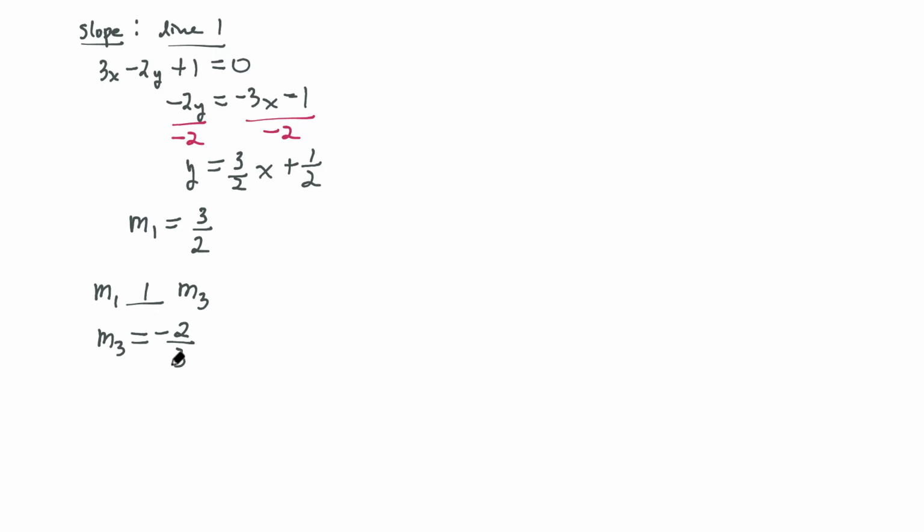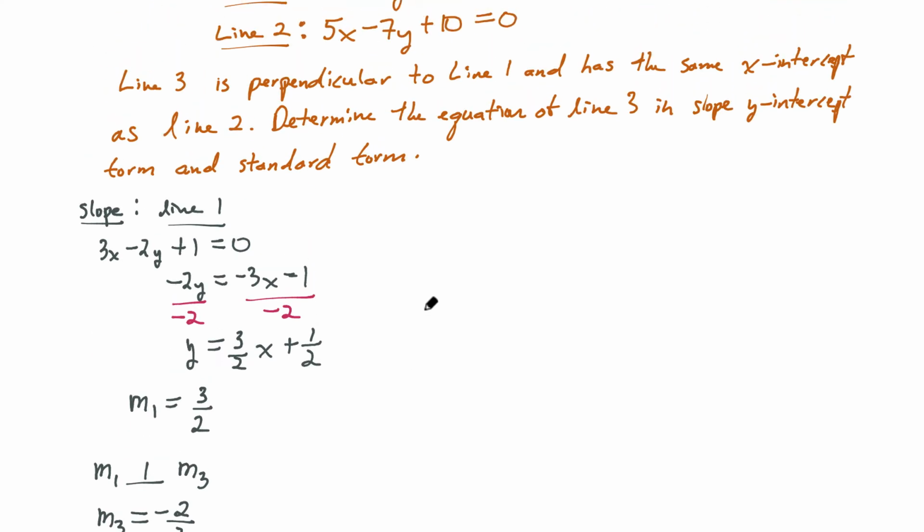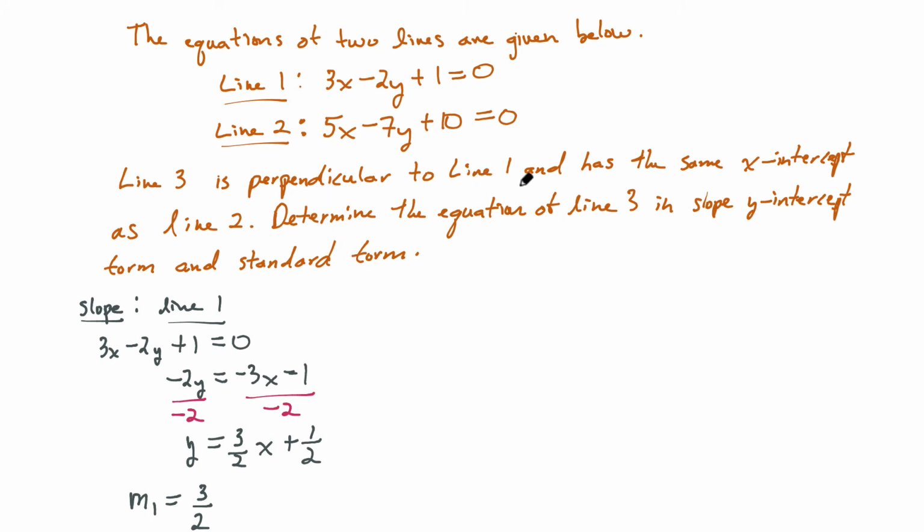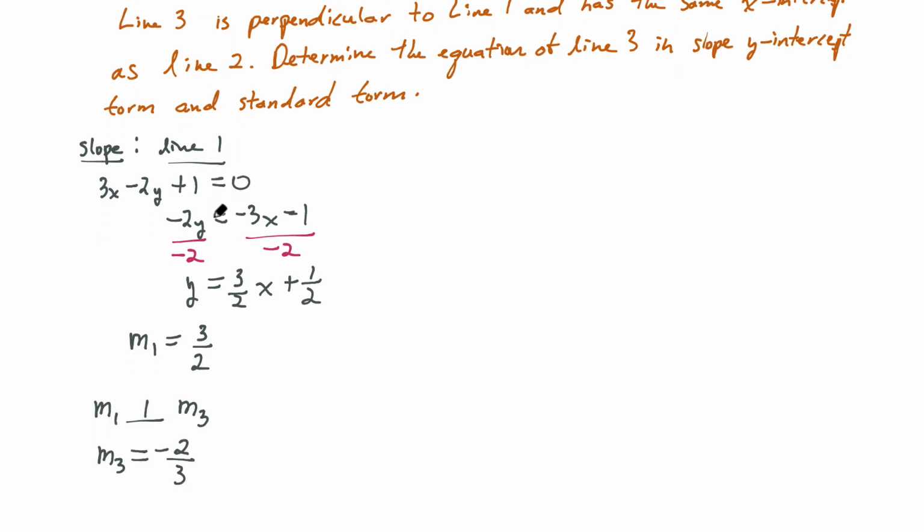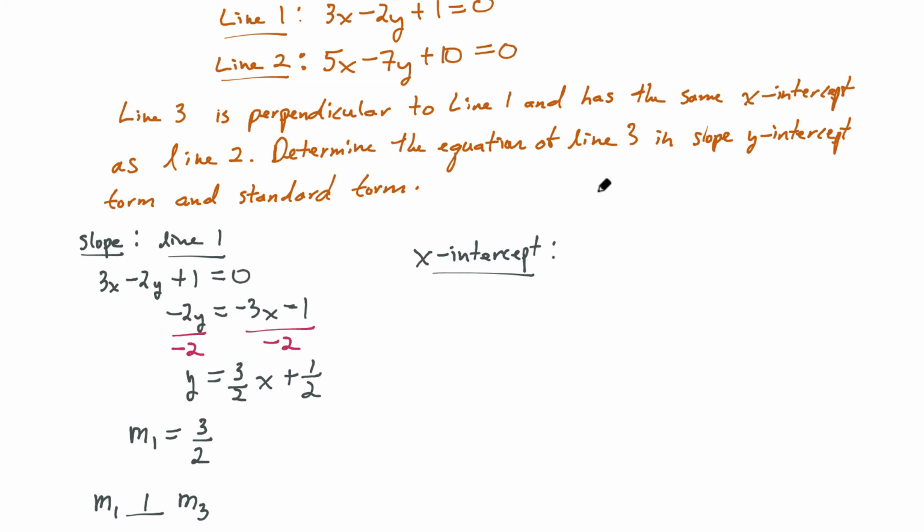The next piece of information that we're given in the question, just let me scroll up here, is that line 3 has the same x-intercept as line 2. So it's probably a good idea to figure out the x-intercept of line 2, and that'll give us the x-intercept of line 3. So let's go ahead and find the x-intercept for line 2. For line 2, we had 5x minus 7y plus 10 is equal to 0.